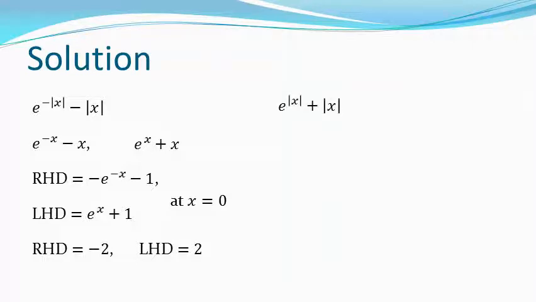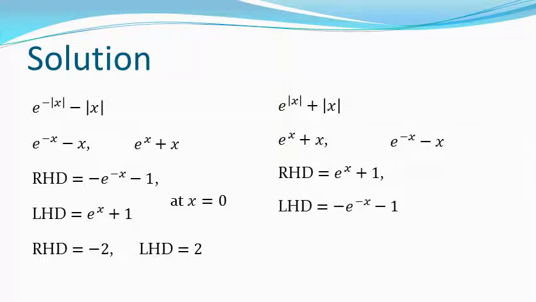Looking at the second function, again we have two different definitions. So these are the two, and therefore the right hand derivative would be given by this expression and the left hand by this expression. So at the point x equals 0, the value of the right hand derivative is plus 2 and the value of the left hand derivative is minus 2.